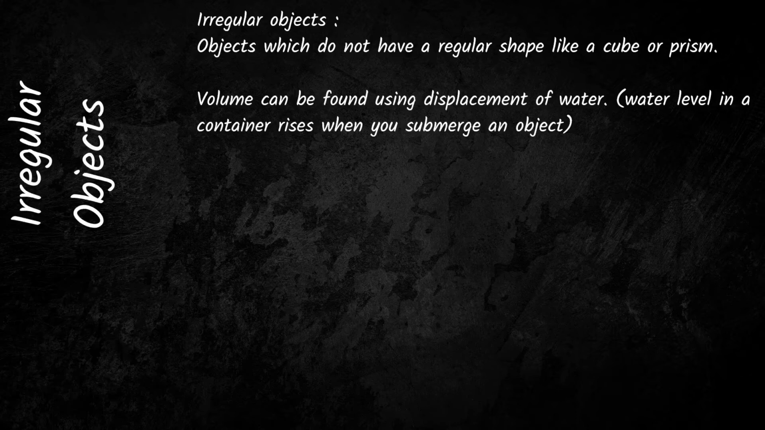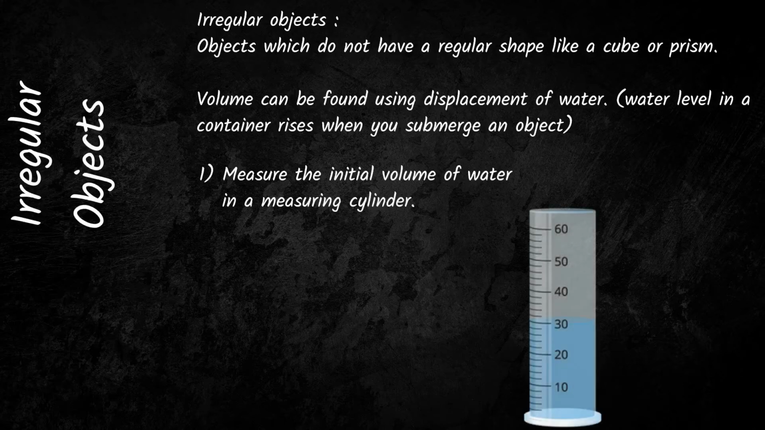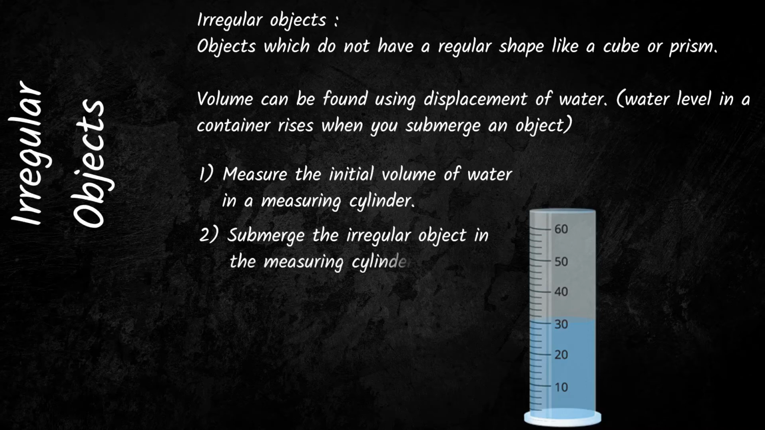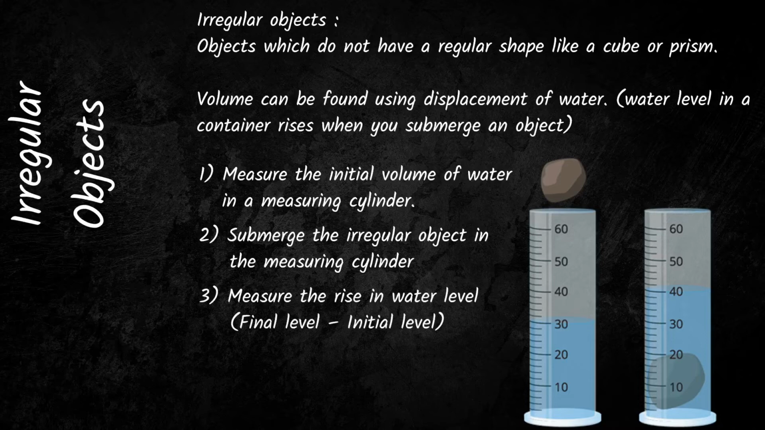The steps to measure the volume of an object using displacement of water are as follows. Number one, you measure the initial volume of water in a measuring cylinder. So in this case, we have approximately 30 centimeter cube of water. Then you submerge an irregular object in the measuring cylinder. So when you submerge, we can see that the volume of water has now increased. So we need to measure the rise in the water level.